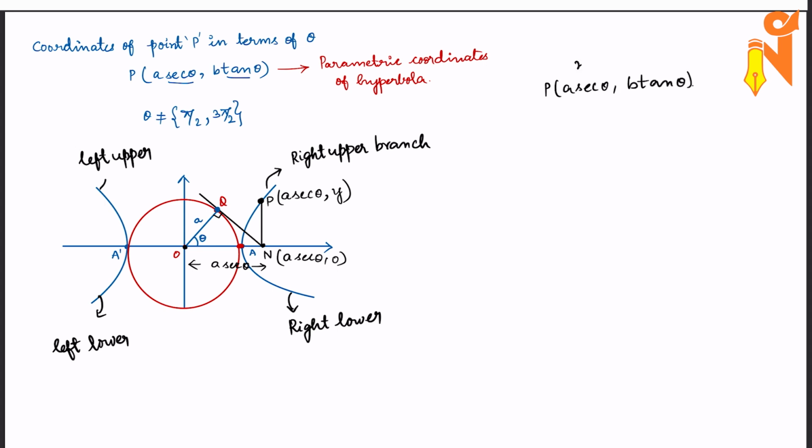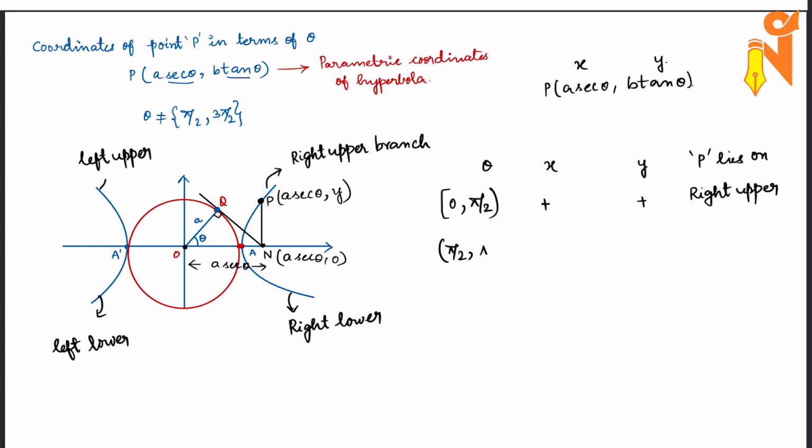So let us assume this is X and this is Y. Let's take theta lies between 0 and pi by 2. In the first quadrant, A and B are positive values, so secant theta and tan theta are positive. So in this case, point P lies on the right upper branch. Let's take theta lies in the second quadrant, where both secant and tan are negative. In that case, it will lie on the left lower branch of the hyperbola.